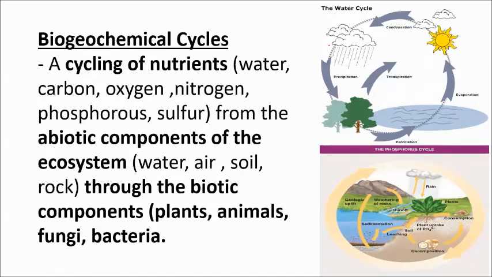So, ano yung mga elements na yun? We have carbon, oxygen, nitrogen, phosphorus, sulfur, as we have stated in the previous slides kanina, no? So, a cycling of nutrients, particularly water, carbon, oxygen, nitrogen, phosphorus, and sulfur, from the abiotic components of the ecosystem, the water, air, soil, and rock, through the biotic components, plants and animals, fungi, and bacteria. Cycling of nutrients form biogeochemical cycles.